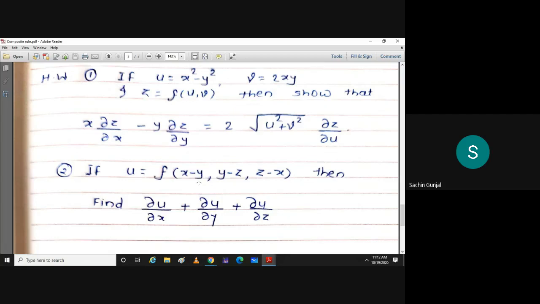w is a function of x minus y, y minus z, z minus x. Then the question is to find ∂w/∂x + ∂w/∂y + ∂w/∂z. Anybody would like to say something about this?